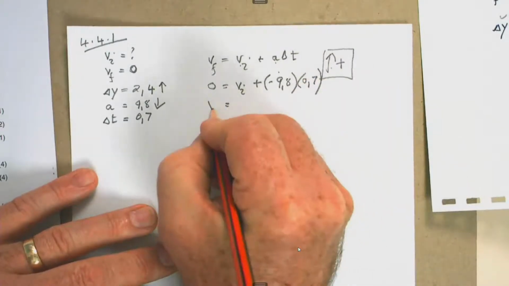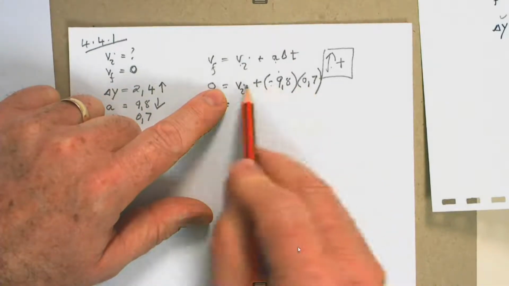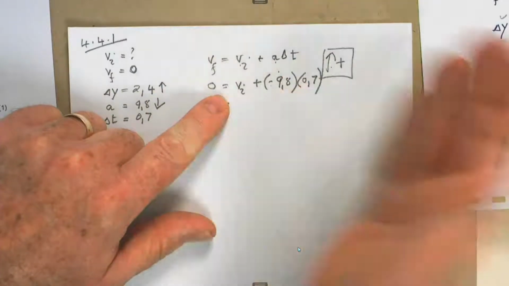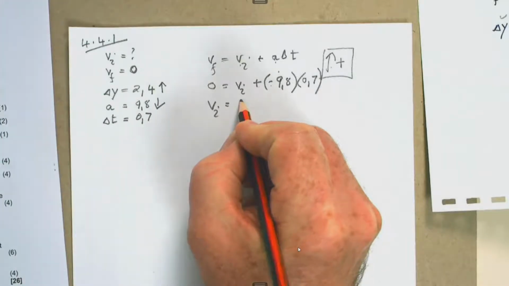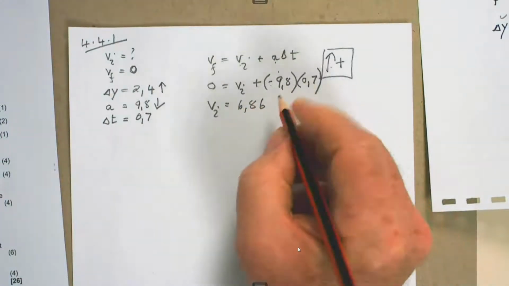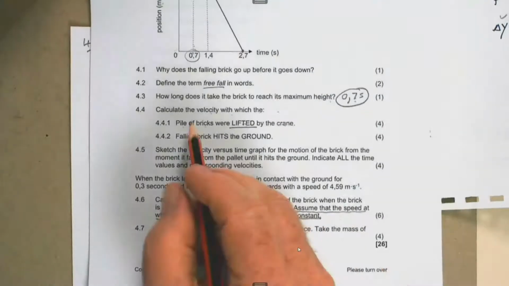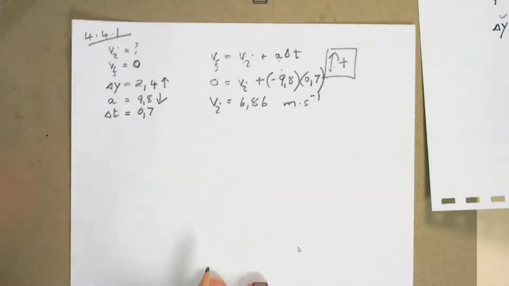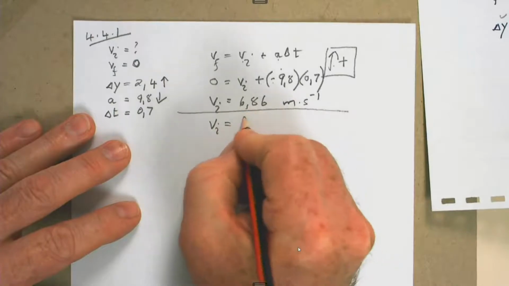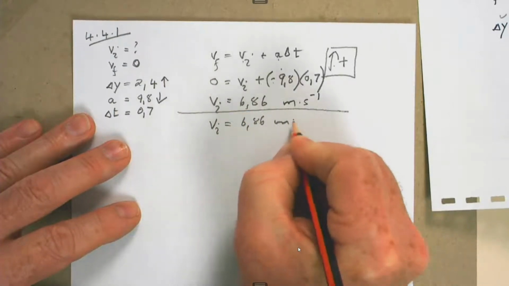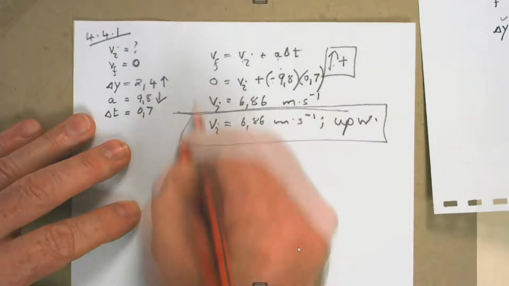And now I solve. So VI. Now check. Negative times positive is negative. So this whole thing is negative. So on the other side of the equal to sign, you add both sides. You will get a positive. And the positive is, let me quickly check the value. It's 6,86 meter per second. And what did they ask you? Calculate the velocity. So you need to indicate after you have finished your calculation, you need to say the velocity is 6,86 meters per second upwards. All right. Now, why is this important?